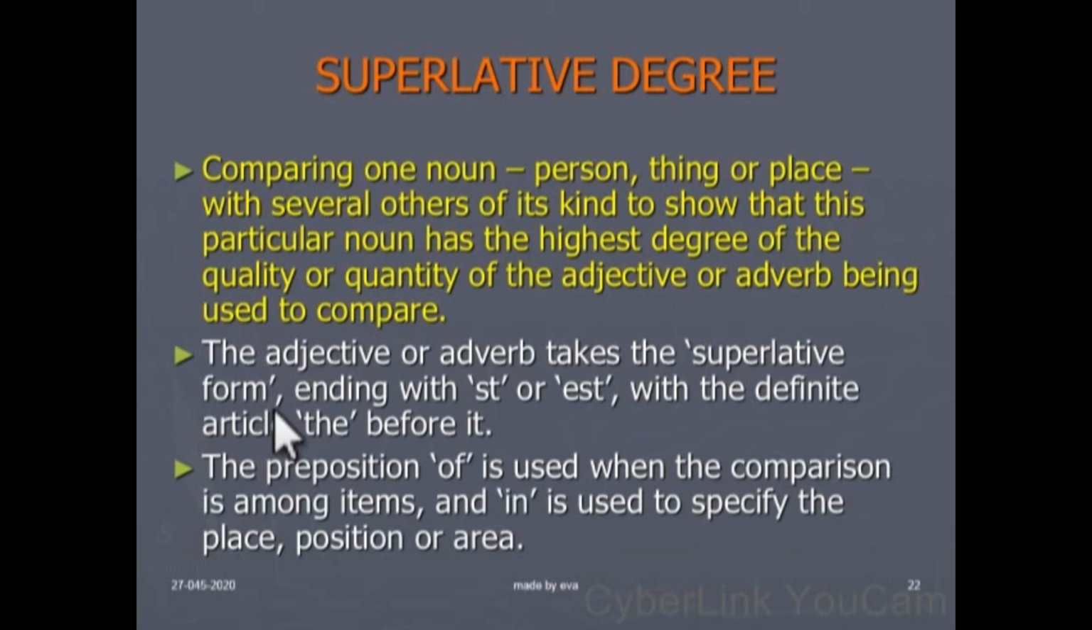Superlative degree means the highest quality of degree, the highest quality of an adjective. That means good, better, best. Best is here the superlative form of a degree. The adjective or adverb takes the superlative form ending with 'st' or 'est' with the definite article 'the' before it. The preposition 'of' is used when the comparison is among items, and 'in' is used to specify the place, position or area.